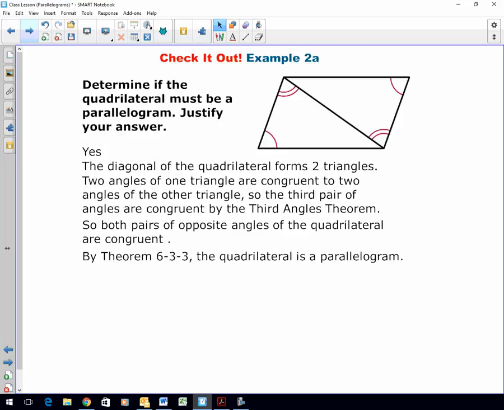How would I prove that this is a parallelogram? I've got parallel lines here, parallel lines here. Notice alternate interior angles. Alternate interior angles are congruent. I've got parallel lines, correct? I have parallel lines in both of my sides, then I've got a parallelogram. All right?